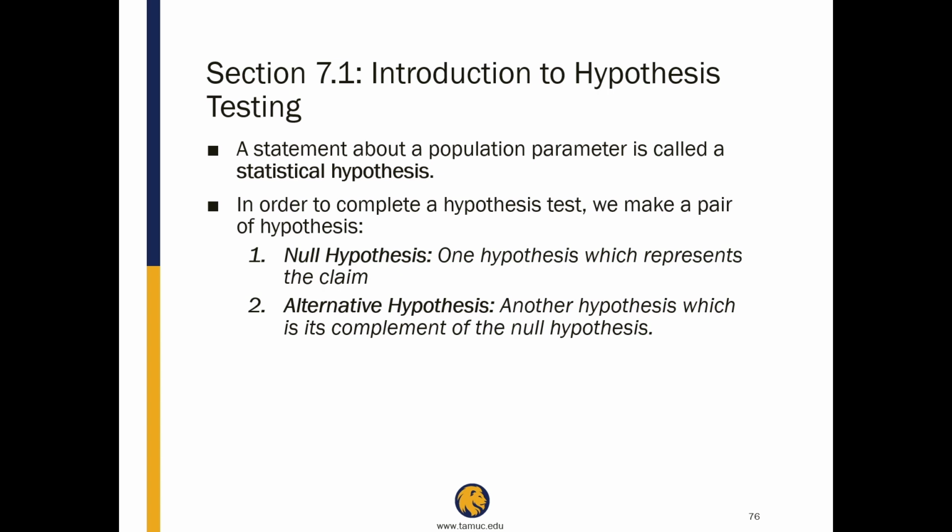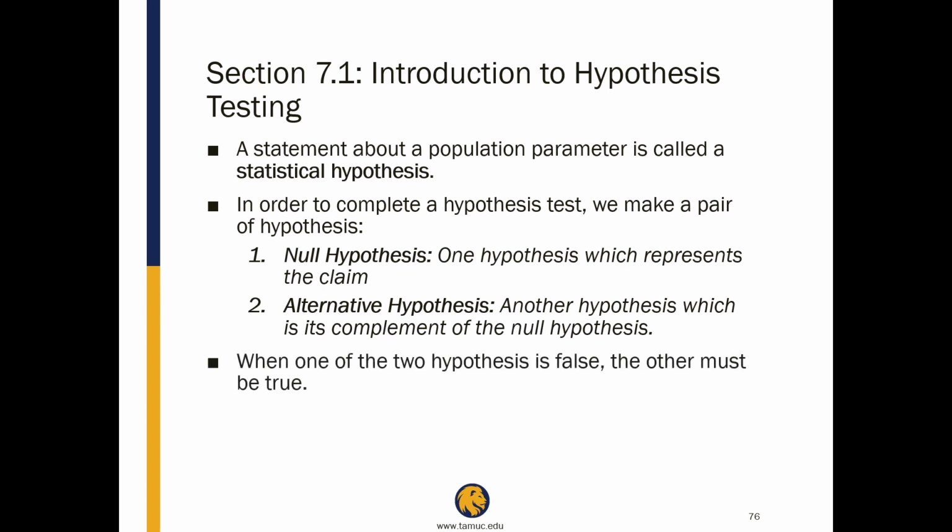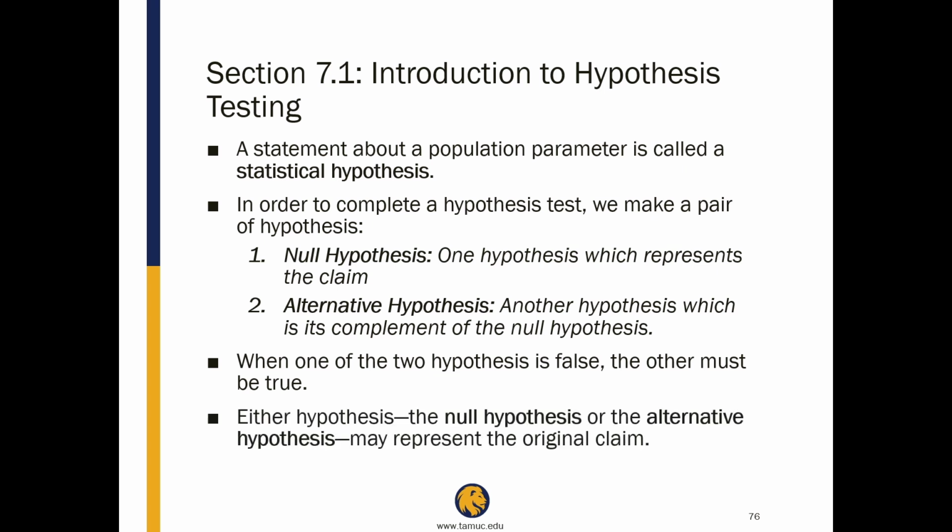So in the case of car manufacturers claiming miles per gallon, we would claim the alternative hypothesis if we think they're not telling us what the actual miles per gallon is. When one of the two hypotheses is false, the other must be true. Either hypothesis, the null hypothesis or the alternative hypothesis, may represent the original claim.